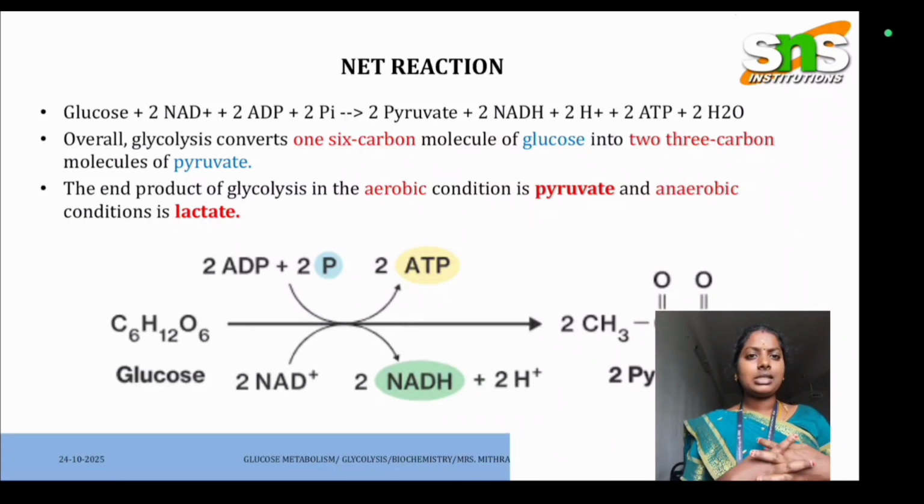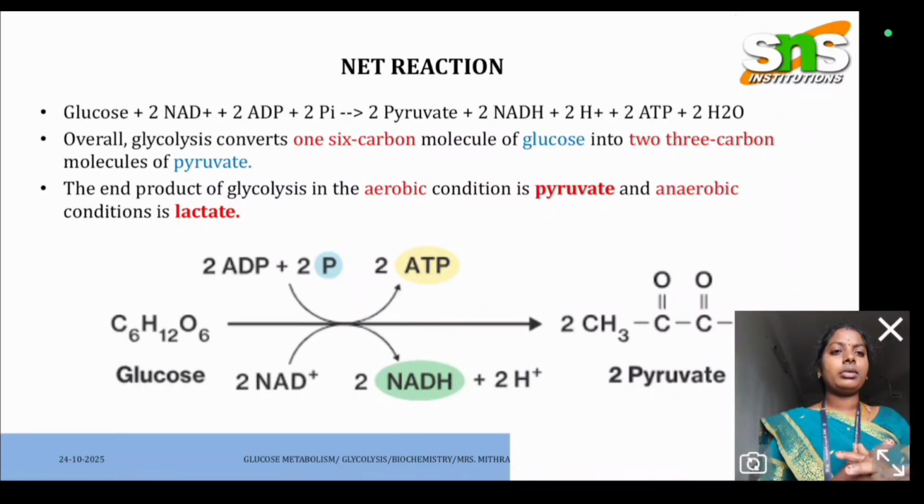So the overall glycolysis reaction converts 1 6-carbon molecule of glucose, that is C6H12O6, into 2 3-carbon molecules of pyruvate. 2 pyruvate molecules is 2 CH3 C=O COOH. So pyruvate contains a ketone group as well as a carboxylic group along with the methyl group, and the end product of glycolysis in aerobic condition is pyruvate and in anaerobic condition is lactate.